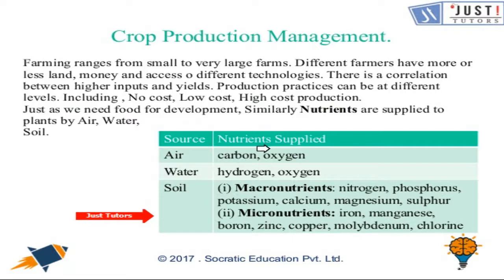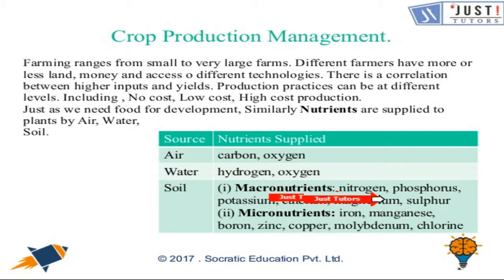Similarly, if we talk about nutrients supplied, just as we need food for development, in the same way, nutrients are supplied to plants in the form of air, water, and soil. So the source is air, the nutrients supplied are carbon and oxygen. The source is water, the nutrients supplied are hydrogen and oxygen. The source is soil, and the nutrients supplied come in two forms: macronutrients and micronutrients.